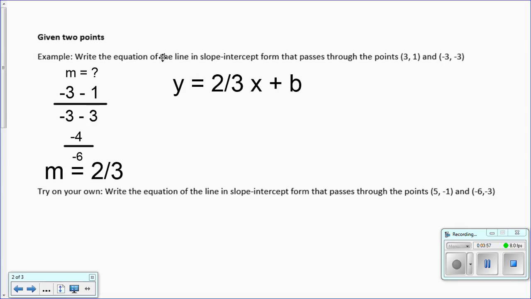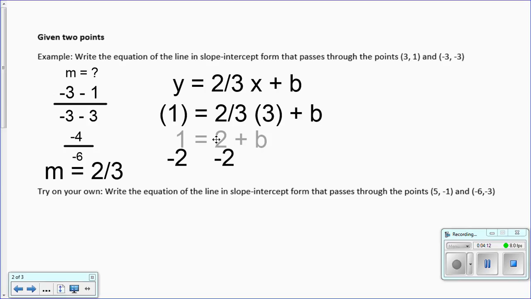If I plug in my slope and I want to find b, I pick one of the points, it doesn't matter. I'm going to pick the positive ones because they look easier. So I have 1 equals 2/3 times 3 plus b. Simplify the 2/3 times 3, which is 2, and subtract 2 from both sides. I get b is -1.